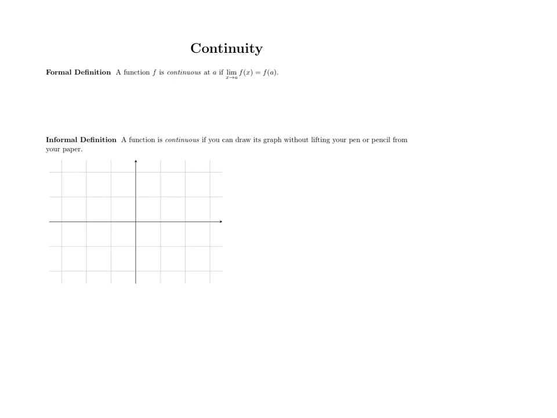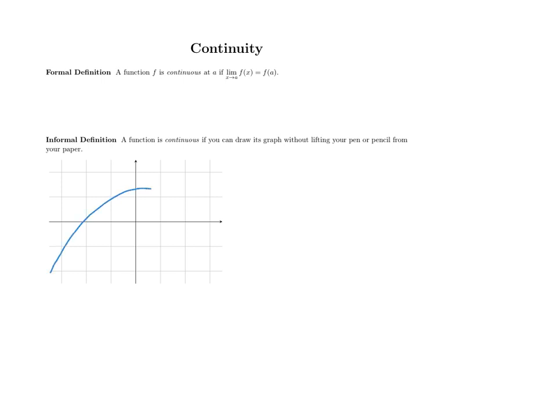In this lesson, we'll talk about continuity, which is a property that a given function will have, and we'll look at a formal and an informal definition. So actually, let's look at the informal definition first. A function is continuous if you can draw its graph without lifting your pen or pencil from your paper. So for example, you could draw an equation that looks something like this.